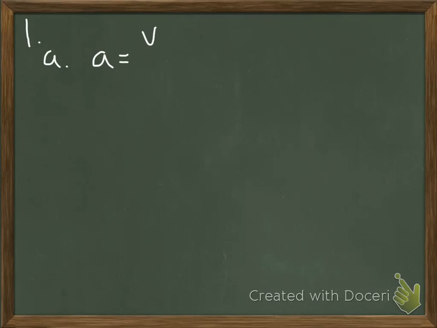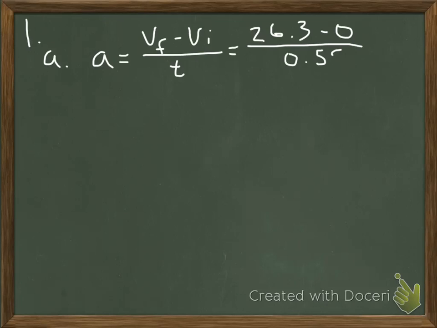So number one, we have a dragster. It's given us the final velocity and the initial velocity. It's starting from rest, remember. It also gives us the time. So we plug in our values here into the equation for acceleration, and we can solve for the acceleration in part A. Part B is asking for the magnitude of the force during this time.